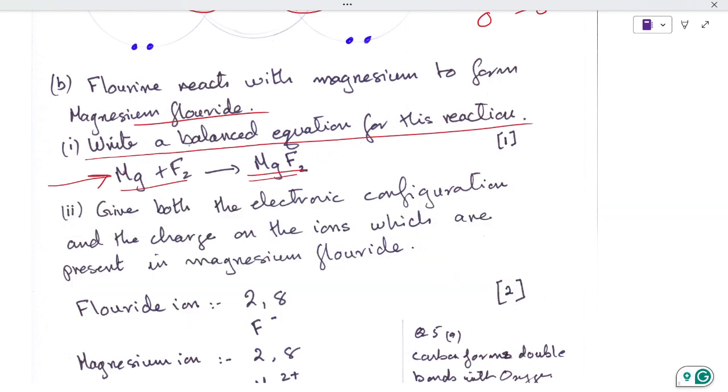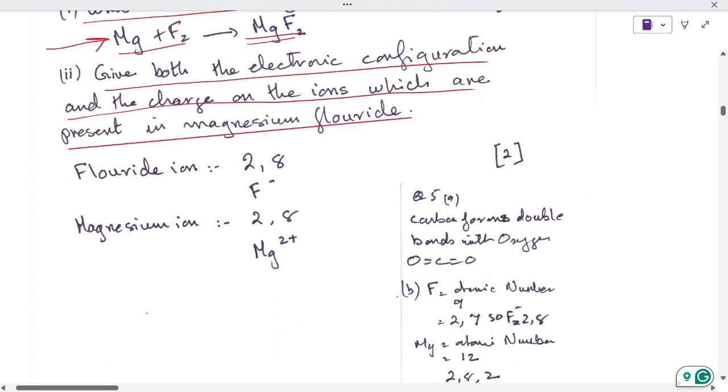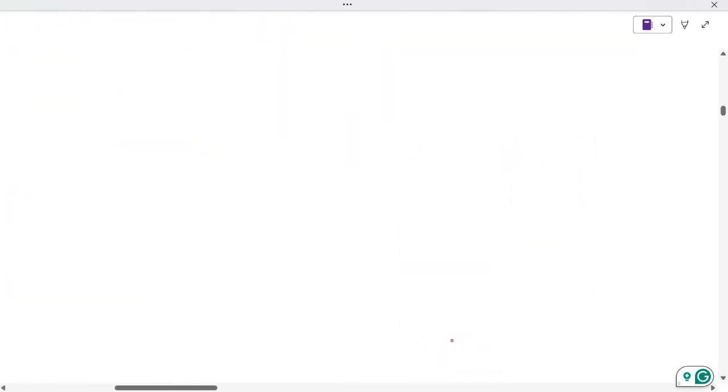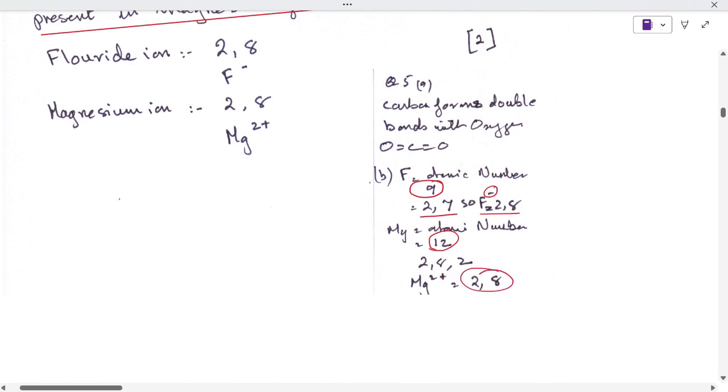Number 2, give both the electronic configuration and the charge on the ions which are present in magnesium fluoride. So first of all, you need to remember their atomic numbers, which I have given on the right side just for your ease. Fluorine atomic number is 9, its configuration 2, 7. So when it gains 1 electron, it becomes a 1 negative ion with 2, 8. Magnesium atomic number 12, its electronic configuration is 2, 8, 2. When it loses 2 electrons, it becomes magnesium 2 positive.